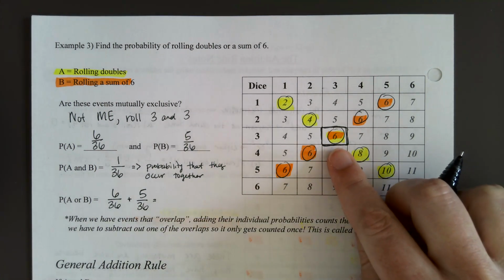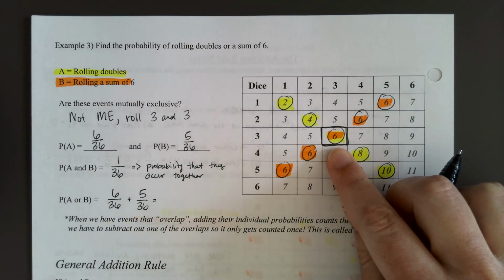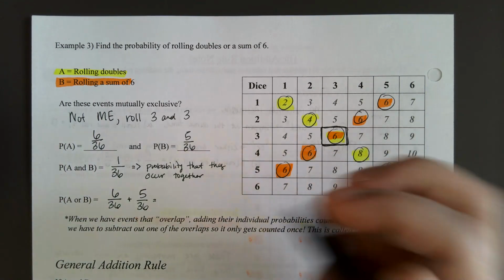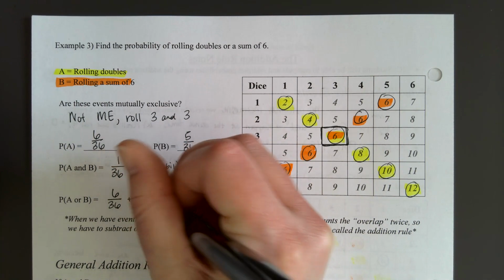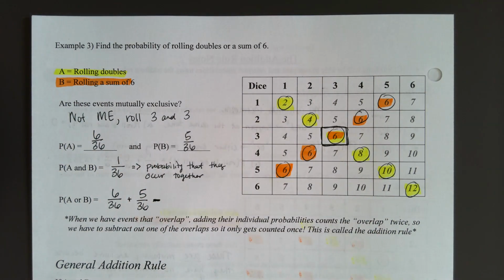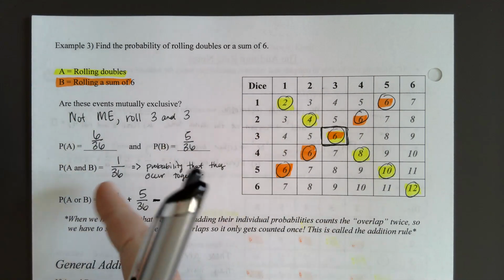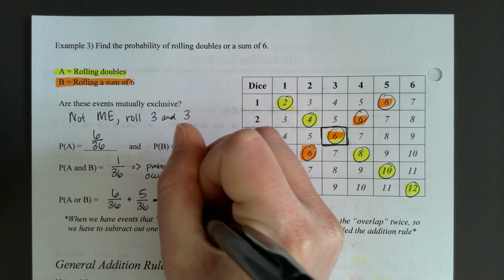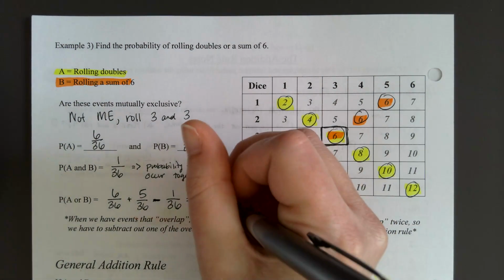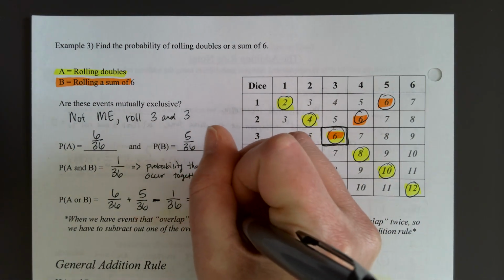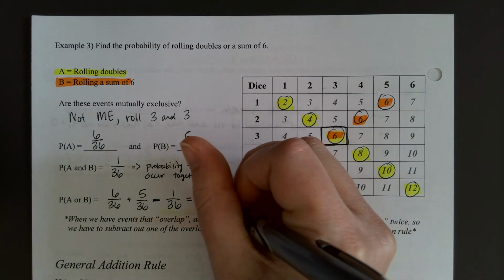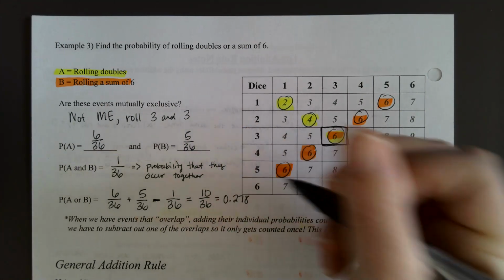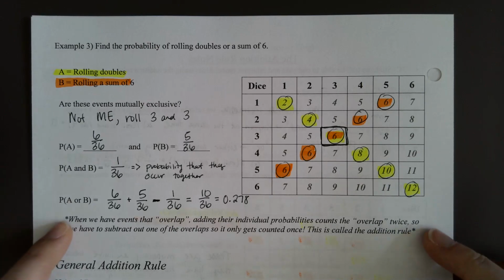So because we're double counting this guy when we're looking at our probability of event A or B happening, I need to make sure that I subtract out my overlap. So I'm going to subtract out my probability of both of them happening, so my 1 out of 36. And so that way I get my 10 out of 36, which is what I counted by hand, which in a decimal is 0.278. So that's kind of what this italicized is.